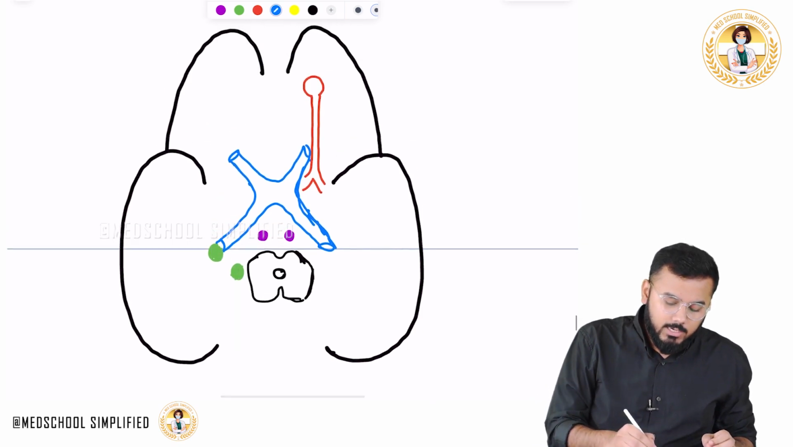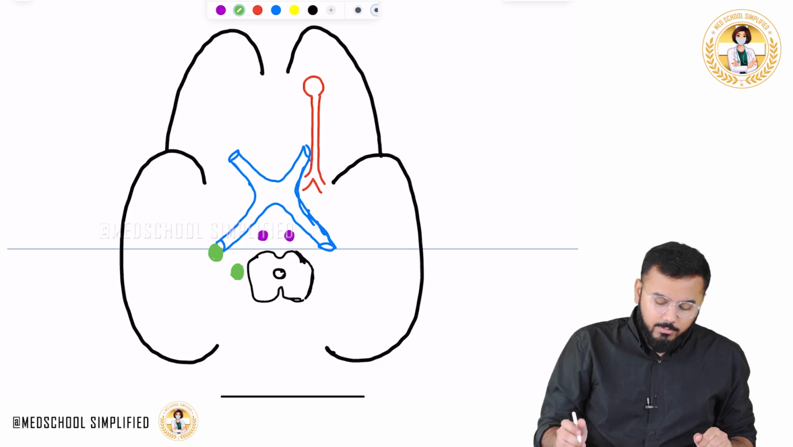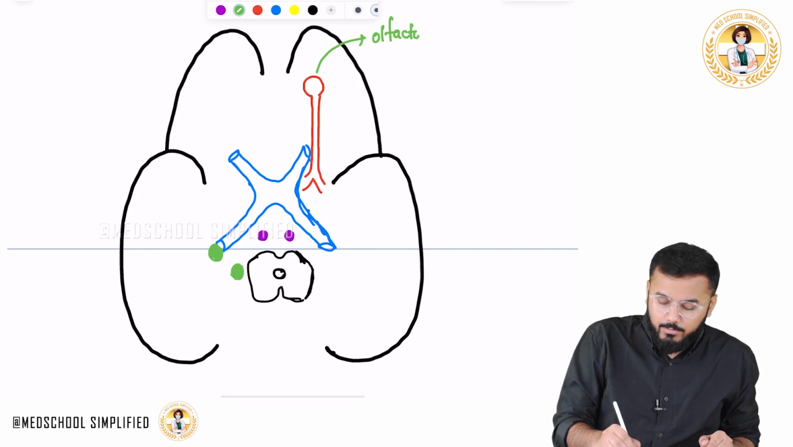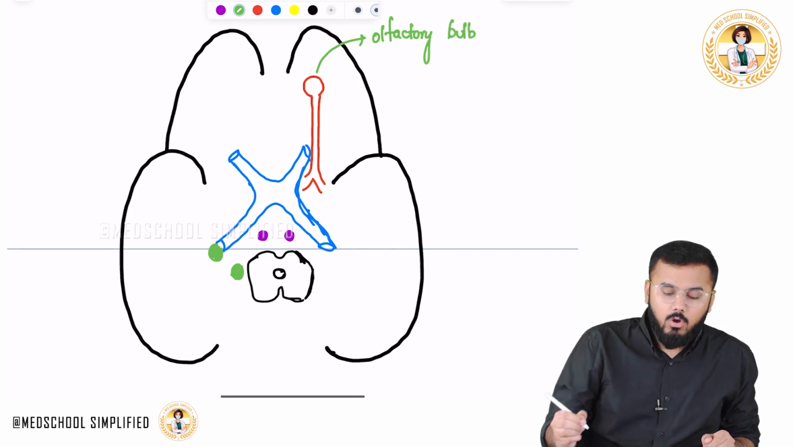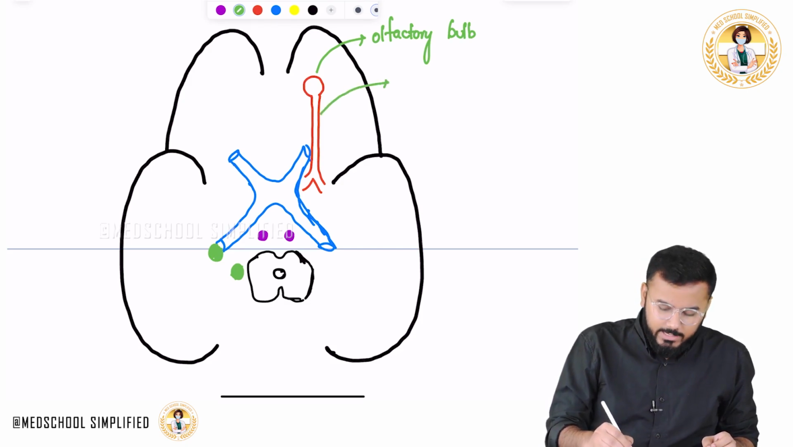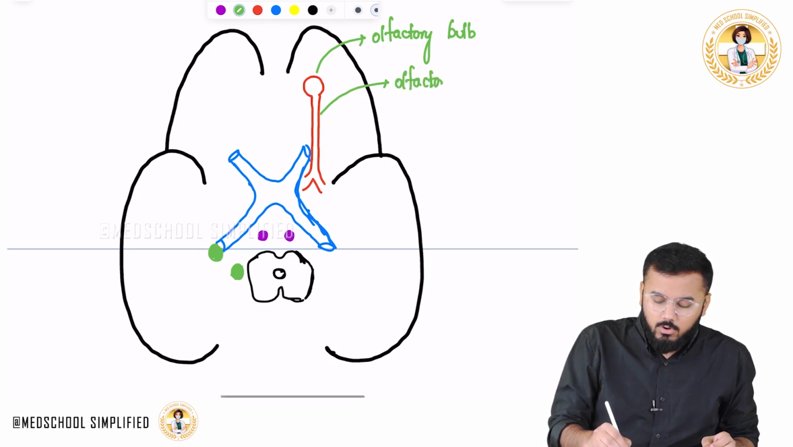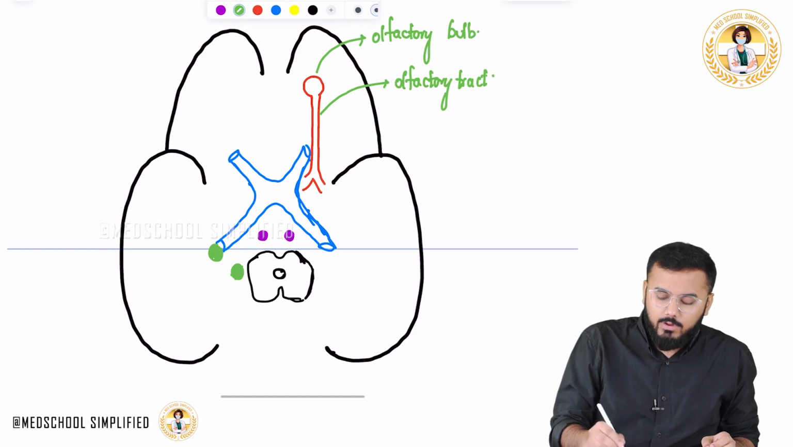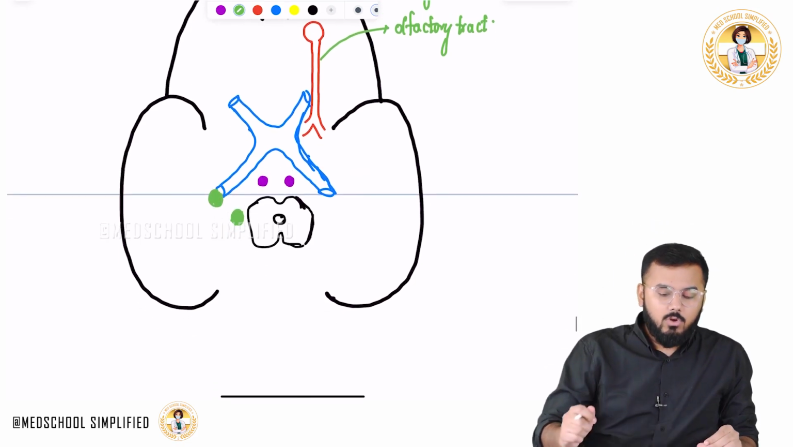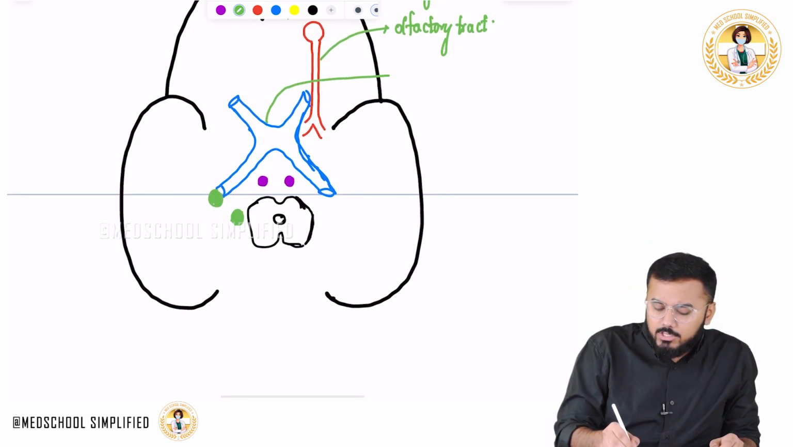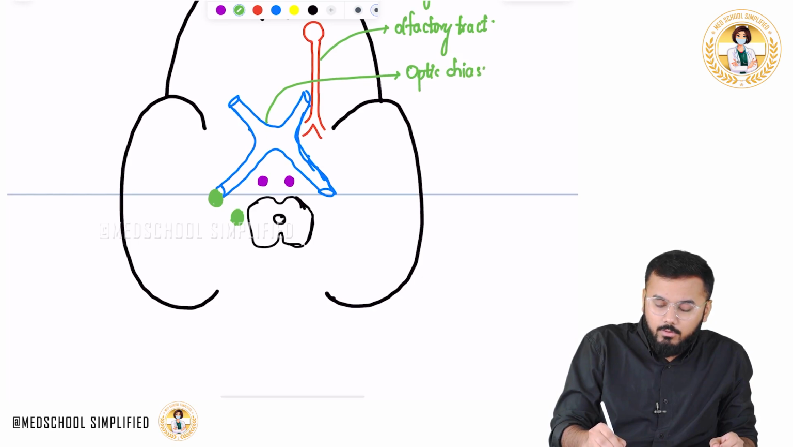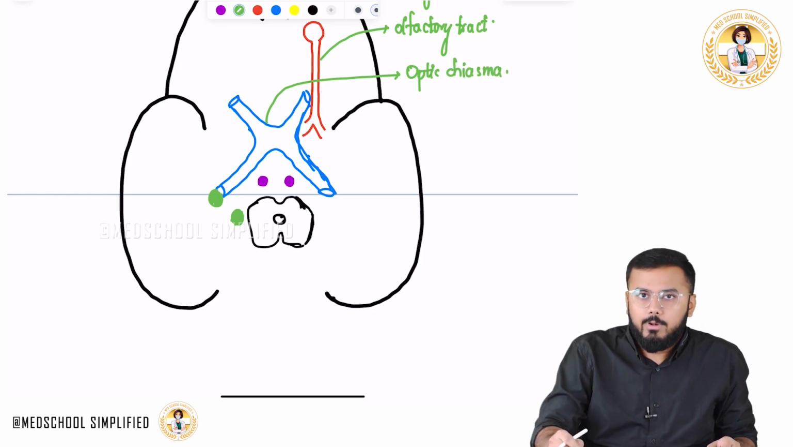So what are the structures located under the base of the brain? The first important structure you can see over here is called the olfactory bulb. And just beneath this olfactory bulb, this one is called the olfactory tract. So one is the olfactory bulb, and the other is the olfactory tract. Now just beneath this olfactory tract, this particular structure is called the optic chiasma.